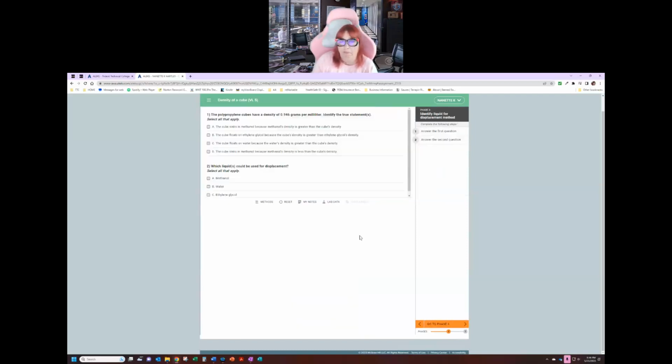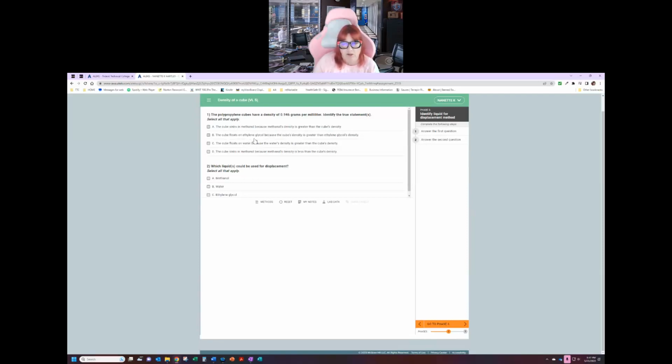Okay, awesome. The polypropylene cubes have a density of 0.946 grams per milliliter. Identify the true statement. Select all that apply. The cube sinks in methanol because methanol's density is greater than the cube's density. Well, remember at the beginning, it said that if it was the same density, then it would be suspended. If the cube had a lighter density, then it would float, and it sinks because it is more dense than methanol. So this is not appropriate.